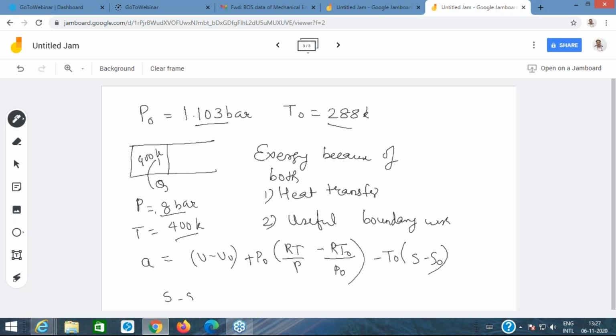That s minus s naught will get a negative value. You can put it over here, and finally you will get the heat transfer contribution. So s minus s naught you can calculate whichever way you do it. So let me just calculate the entropy change. In this case, what would be the entropy change?